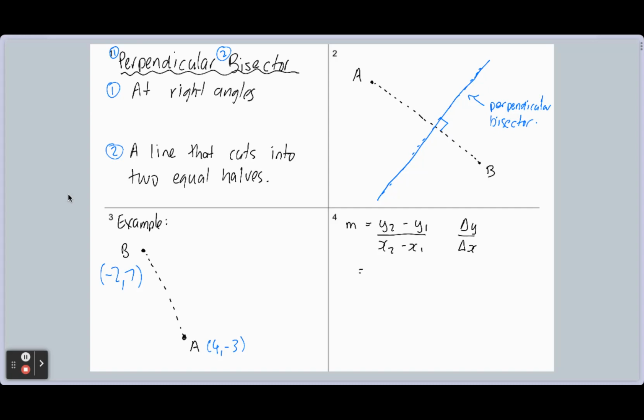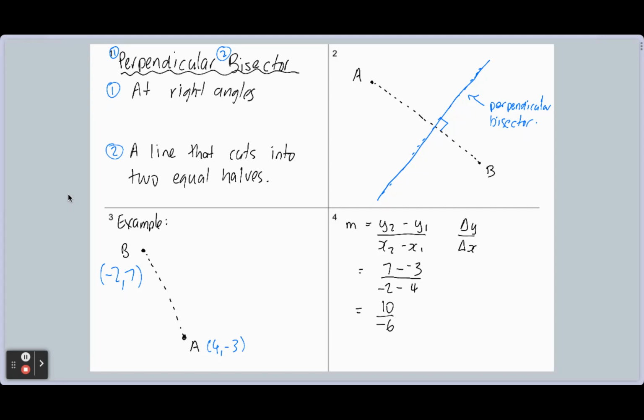So the y values are -3 and 7. It doesn't matter which way you do this as long as you're consistent. So I'm going to use A as the 1s and B as the 2s. So I'm going to have 7 minus -3 all over -2 minus 4. You okay with that? That's equal to 10 over -6.